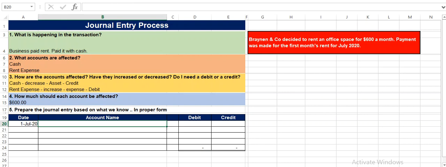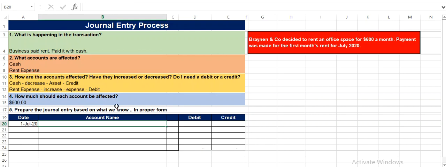Okay, so let's continue on with this journal entry. We have the date. We only need to write the date once. So the date we're going to assume is July 1st. Normally you pay rent at the beginning of the month, I guess. I don't pay rent, but I'm assuming we pay rent at the beginning of the month. Some businesses do, some businesses don't. In this instance, we'll assume that we're paying rent on the first of the month.